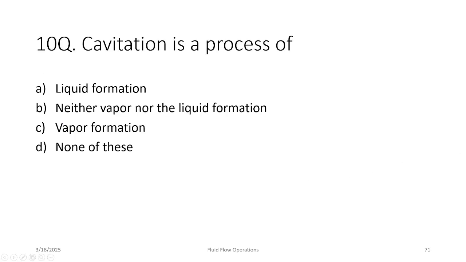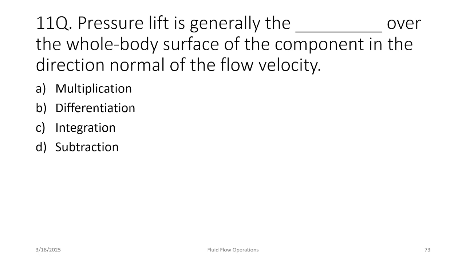Coming to the 10th question: cavitation is a process of liquid formation, neither vapor nor liquid formation, vapor formation, or D, none of the above. So cavitation is about vapor formation. Coming to the 11th question: pressure lift is generally the dash over the whole body surface of the component in the direction normal to the flow velocity: multiplication, differentiation, integration, or subtraction. It is integration over the whole body, that is option C.